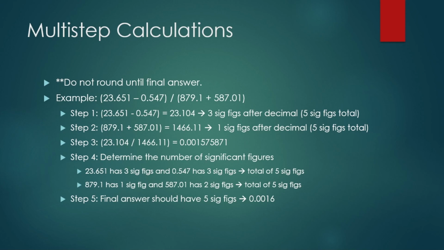Step 2, same thing. We have one significant figure after each decimal point. However, there are 5 total significant figures when you round that out. So it's important that you keep an eye out for that. In step 3, because step 1 and step 2 both have a total of 5 significant figures in the number, the final answer has to have 5 significant figures. So that number that you got in step 3 gets rounded to 0.0016. Remember, take a look, be careful, know your significant figures.